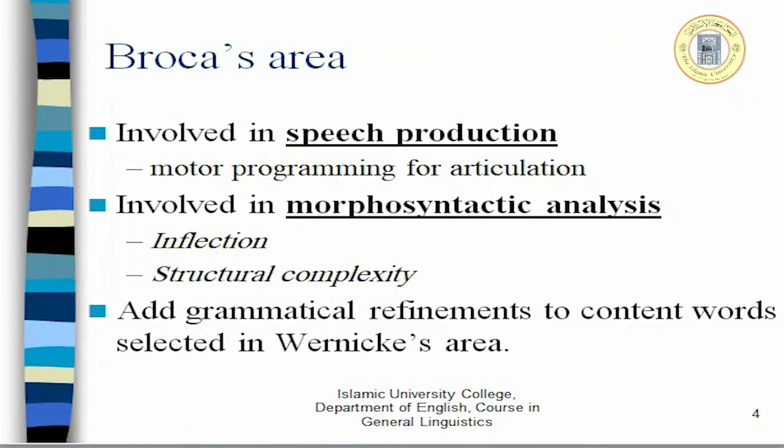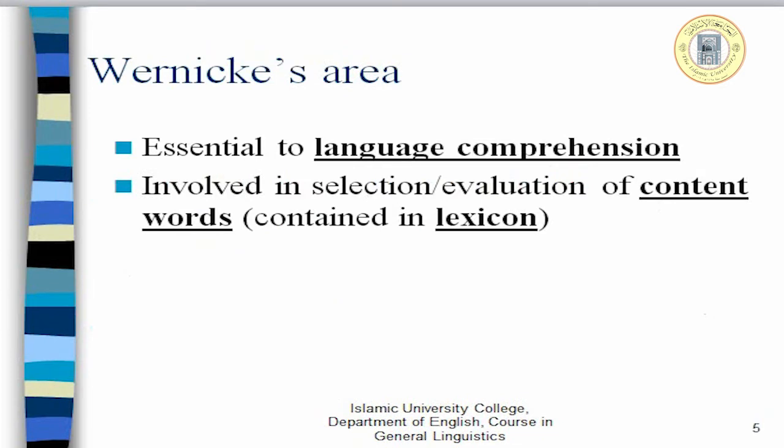So Broca's area is involved in speech production, motor programming for articulation, and morphosyntactic analysis, inflection, structural complexity, adding grammatical refinements to content words selected in Wernicke's area. While Wernicke's area is essential to language comprehension, as we said, it is involved in selection or evaluation of content words contained in the lexicon.